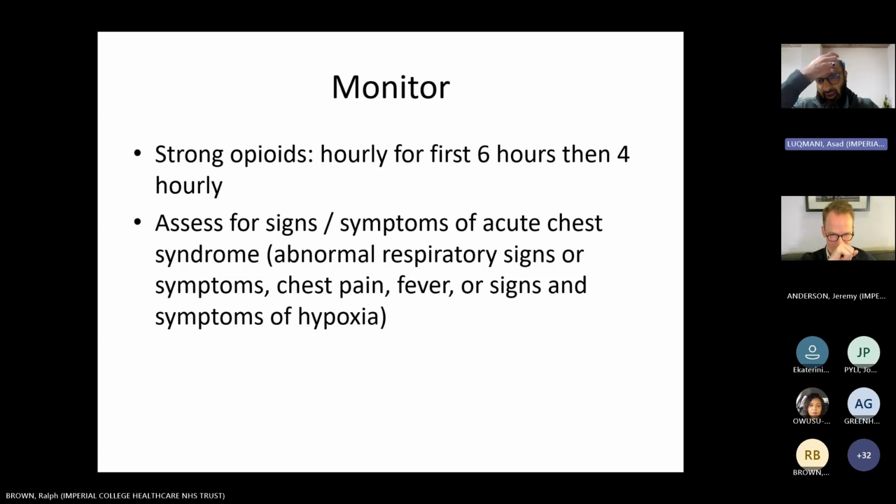So they also highlighted the importance, as I've alluded to earlier, of monitoring the patients regularly after giving them strong opioid analgesia, to assess the efficacy, as we've already mentioned, but also to assess for any complications of opioids. So any evidence of drowsiness, sedation, respiratory depression, other complications. Next slide.